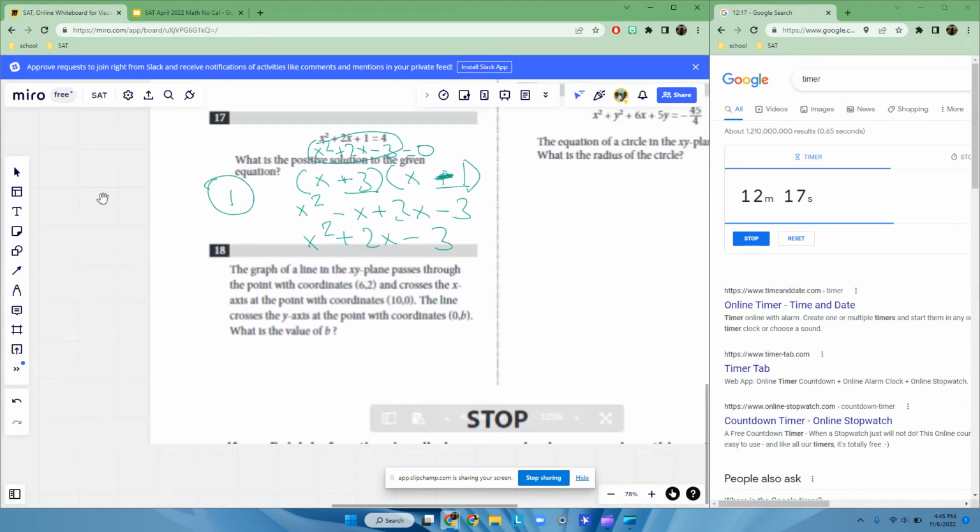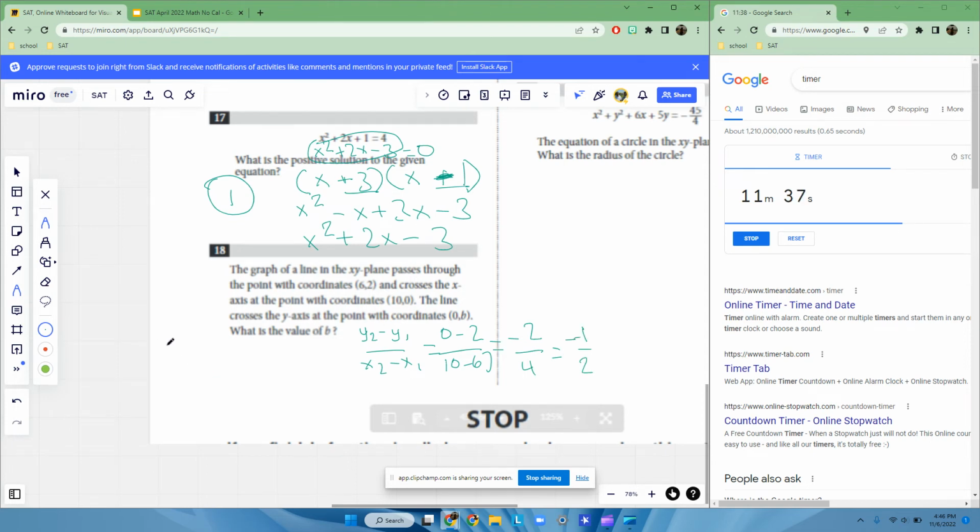Next question. The graph of the line passes through the point with the coordinates 6, 2 and crosses the x-axis at the point with the coordinates 10, 0. The line crosses the y-axis at the point with coordinates 0, b. Okay, so we're finding the y-intercept. First off, start with finding the slope. So y2 minus y1 over x2 minus x1 is equal to 0 minus 2 over 10 minus 6, which is equal to minus 2 over 4, which is negative half.